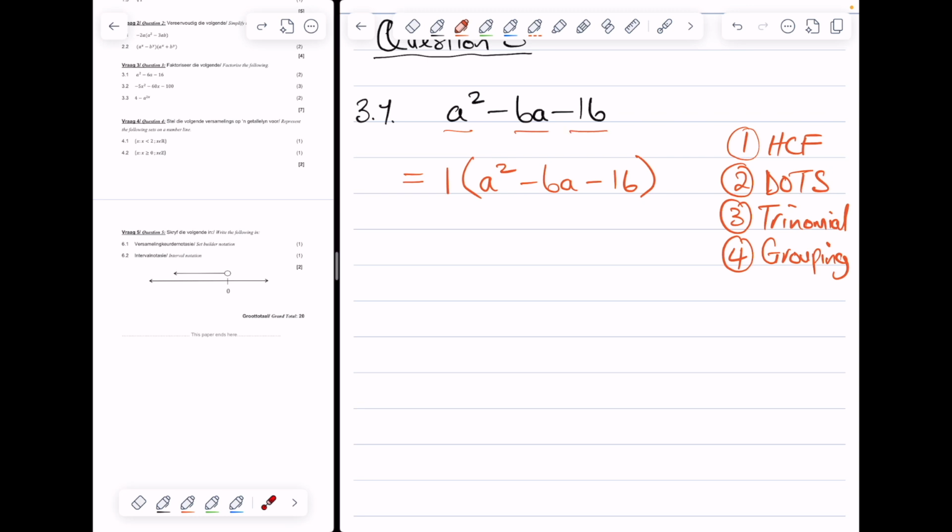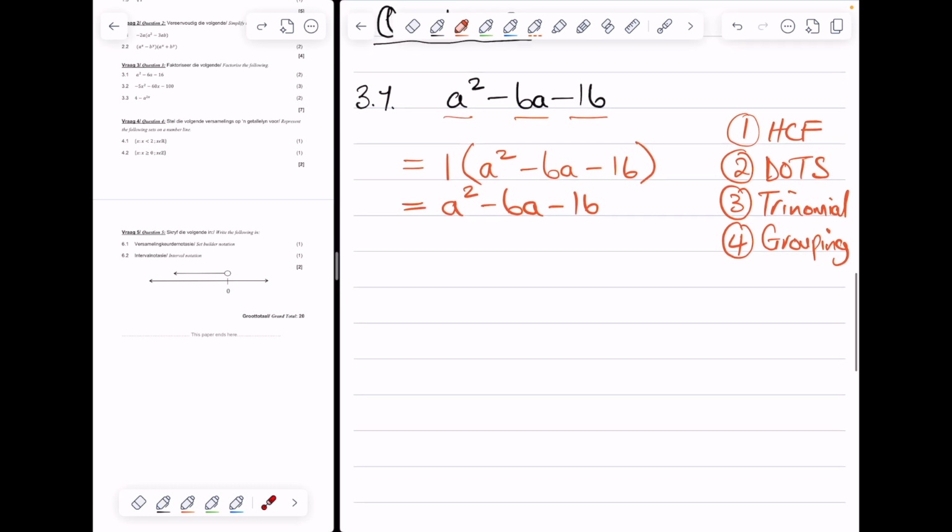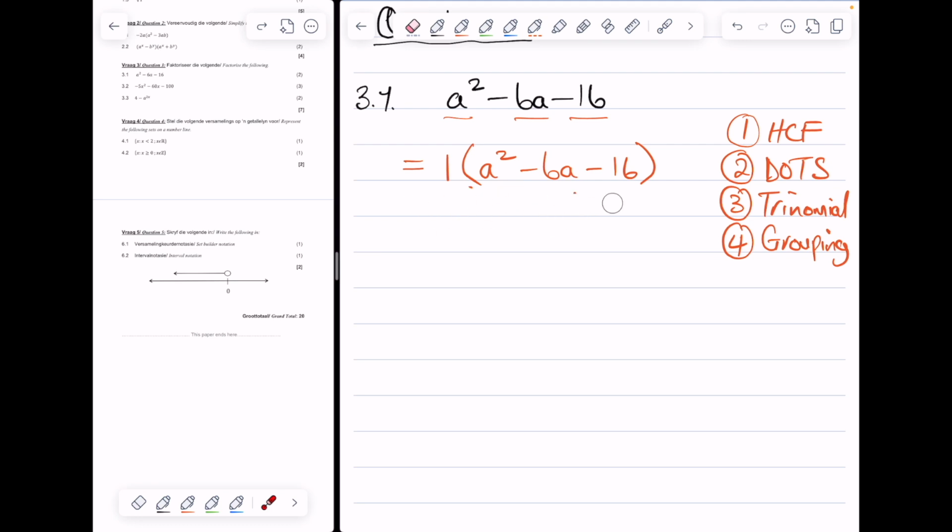And if I take out the 1, then I would end up back where I started, because 1 times the bracket, you can just take away the 1, because you don't write the 1 in algebra, and you would be left with the same thing, which is of course not what is required. That is not how you factorize this particular expression. So let's just clear this and see what we were supposed to do.